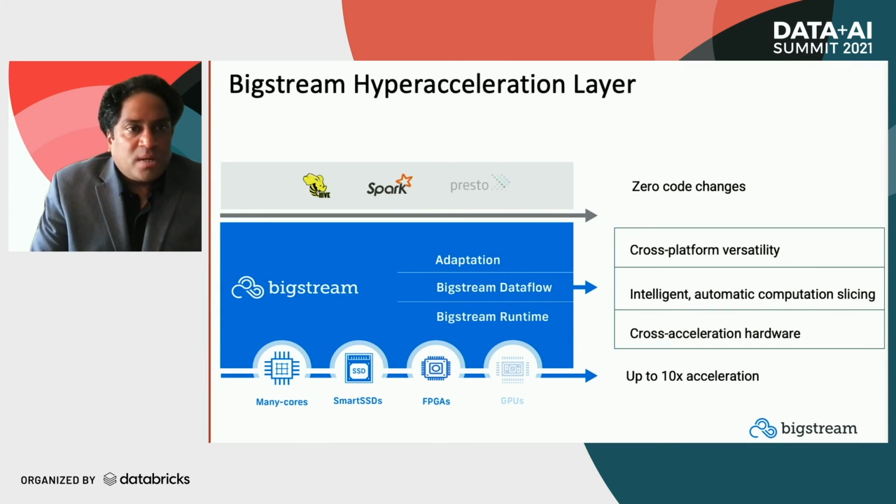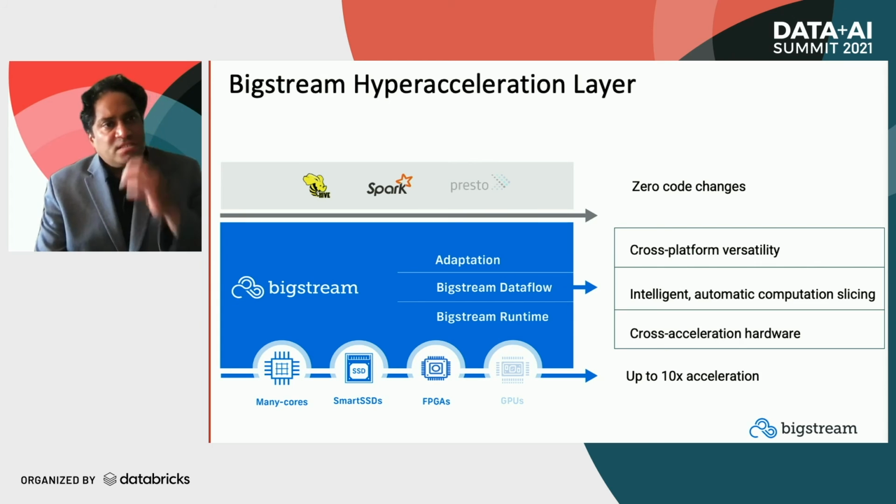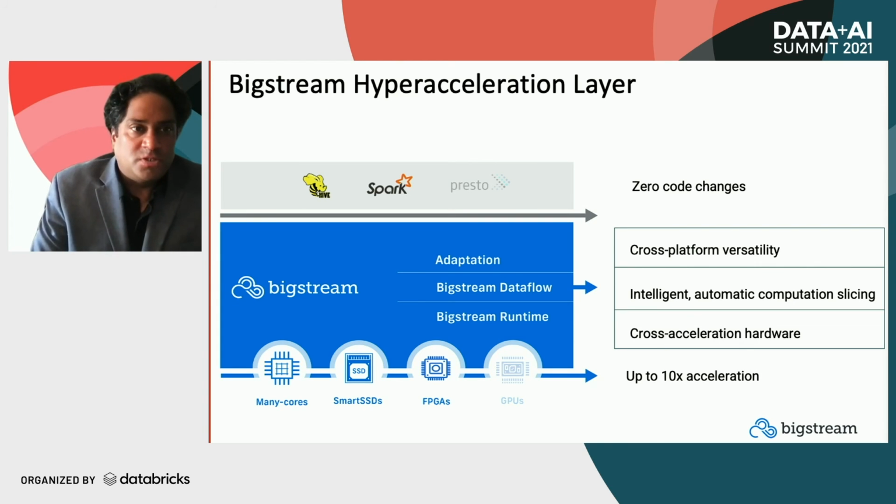I just want to bring out how all this is possible. How can we accelerate with zero code change on this complex hardware? How can data scientists access this? This is the way the Bigstream solution works. The basic idea is that it's a software middleware that automates the process of acceleration of Spark, okay?